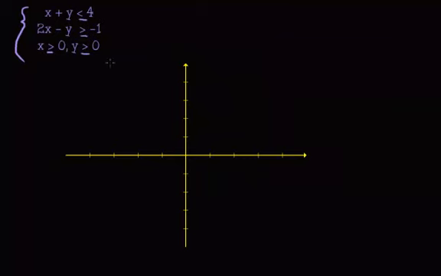Okay, on to our next example. We have x plus y less than or equal to 4, 2x minus y greater than or equal to negative 1, and then we have these additional pieces down here, x greater than or equal to 0, and y greater than or equal to 0. What this is doing is it's restricting your shaded region to the first quadrant, because when x is greater than or equal to 0, it means you are to the right of the y-axis, and when y is greater than or equal to 0, it means you are above the x-axis.